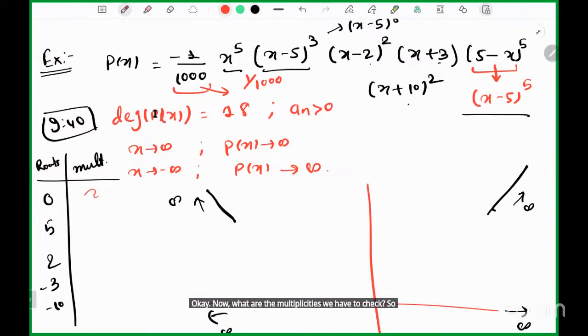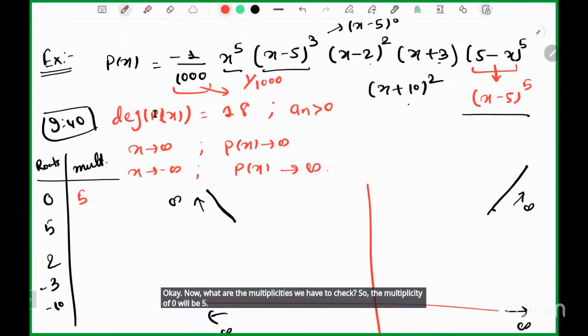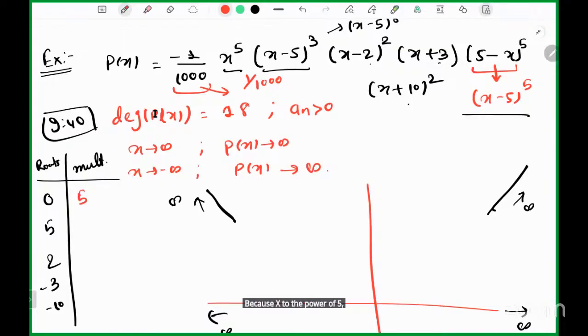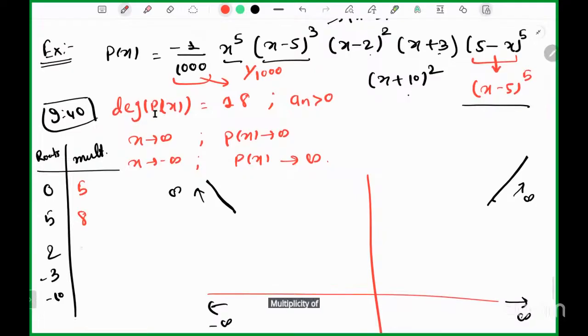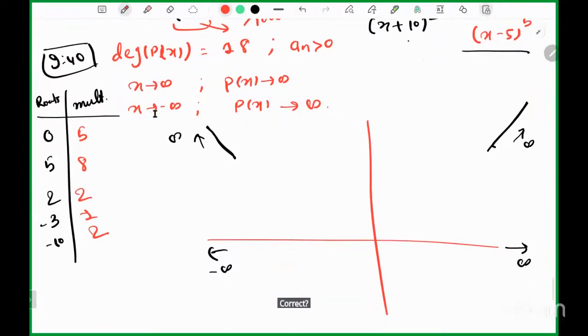So the multiplicity of 0 will be 5 because of x to the power 5. That means 5 x minus 0 factors are there in p of x. So that's why the multiplicity is 5. What will be the multiplicity of the root 5? 8. It will be 8. Multiplicity of root 2 will be 2. Minus 3 will be 1 and minus 10 will be 2. Correct?